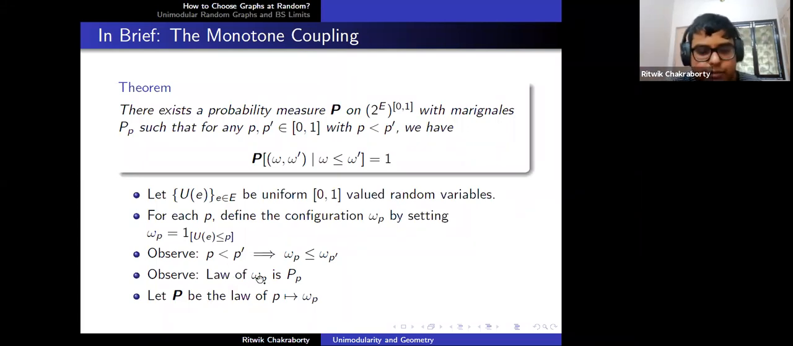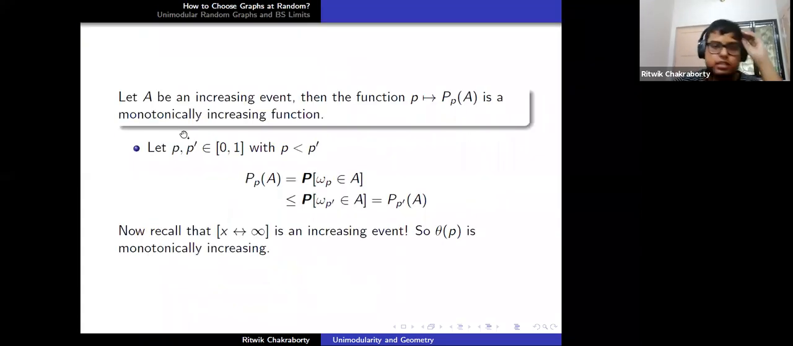Now quickly observe that if p is less than p prime, then obviously this configuration omega p is going to be contained in omega p prime. That's what I mean by less than or equal to p. And it's easy to see that the law of omega p, so omega p is really a random variable here, is exactly going to be P sub p, which is the Bernoulli p percolation measure. And then we simply declare capital P to be the law of small p going to omega p. So this satisfies our requirements, right?